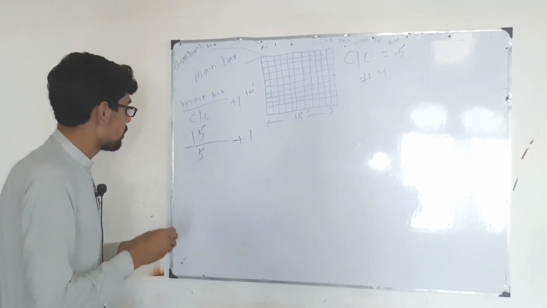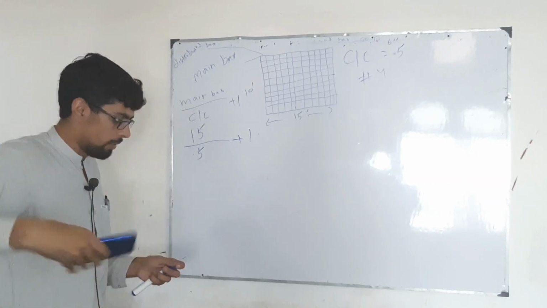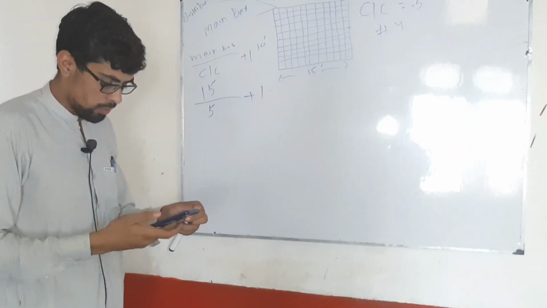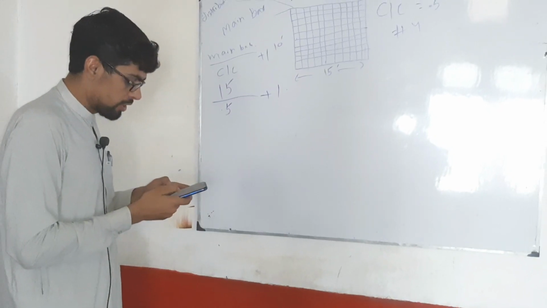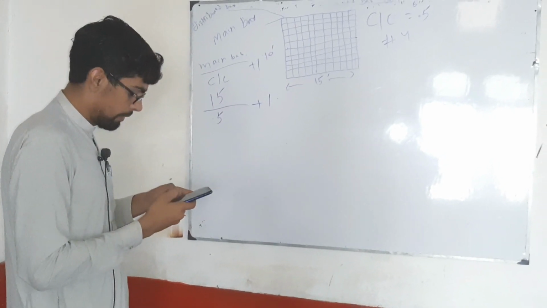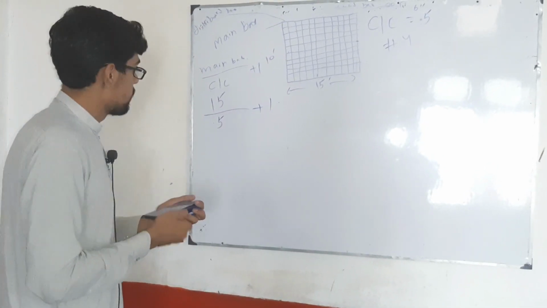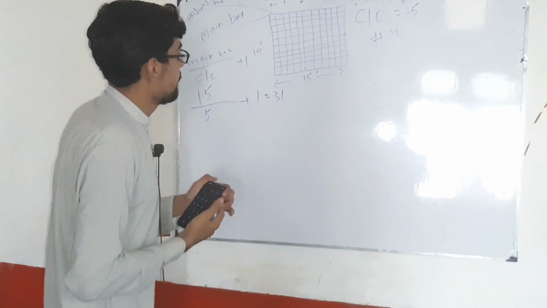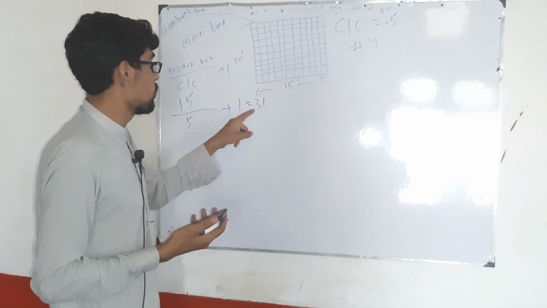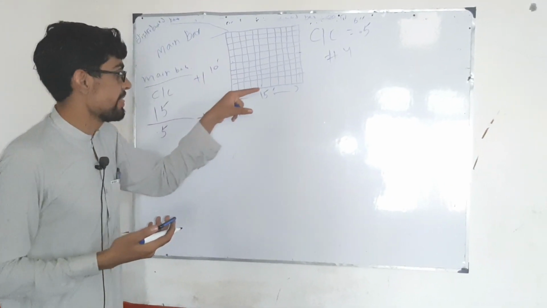Let me calculate that with my mobile phone. Actually, I should have calculated it before, but let me do it right now. 15 divided by 0.5, plus 1, makes 31. So it means we will provide 31 bars on that span.